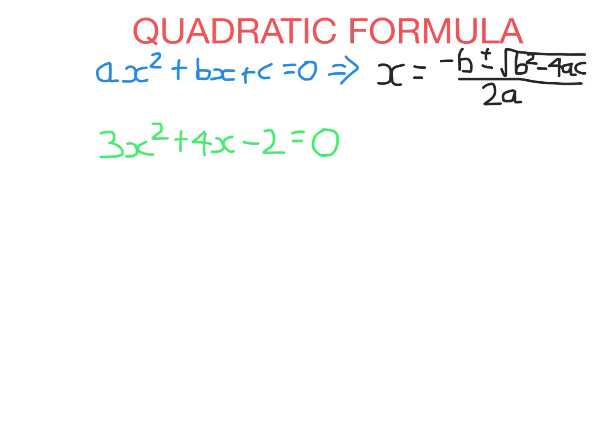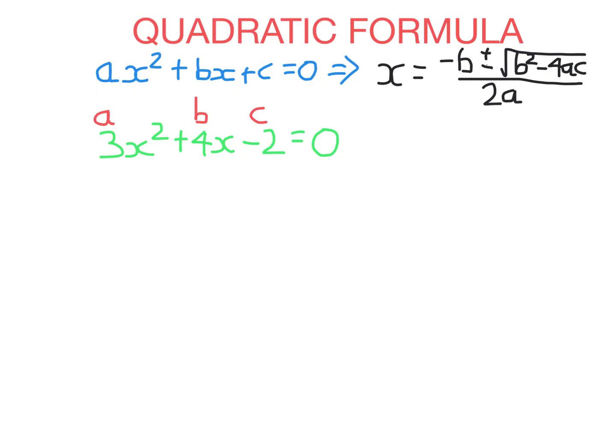So let's look at an example. Here we have 3x squared plus 4x minus 2 equals 0. We won't be able to use any method of factorization for this, not even the AC method. So the quadratic formula is used when we can't factorize easily. What we're going to do is identify a, b, and c. So a is 3, b is 4, and c is negative 2.